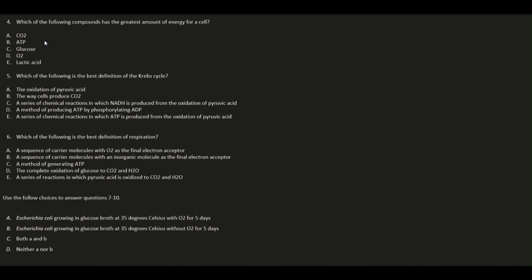Question number 4. Which of the following compounds has the greatest amount of energy for a cell? A. Carbon dioxide. Well, that is released. B. ATP is released and used, or produced and used. So we're going to say produced and used. Glucose is a molecule that is oxidized.